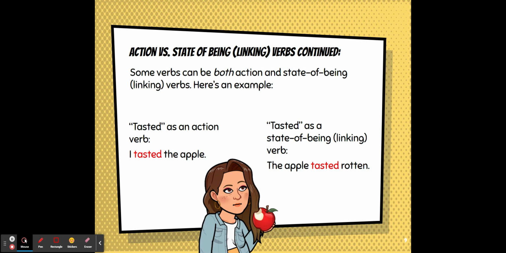Action versus state of being or linking verbs, continued. Some verbs can be both action and state of being verbs. Here's an example. If I said, I tasted the apple, I am the subject, tasted is what I'm doing. In this case, the word tasted is functioning as an action verb. However, tasted can also be a linking verb. If I said the apple tasted rotten, here I'm describing something about the apple's state. So tasted is a state of being verb.